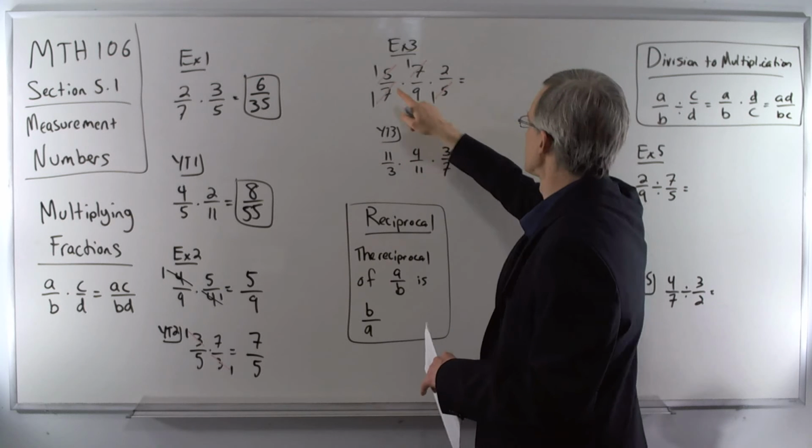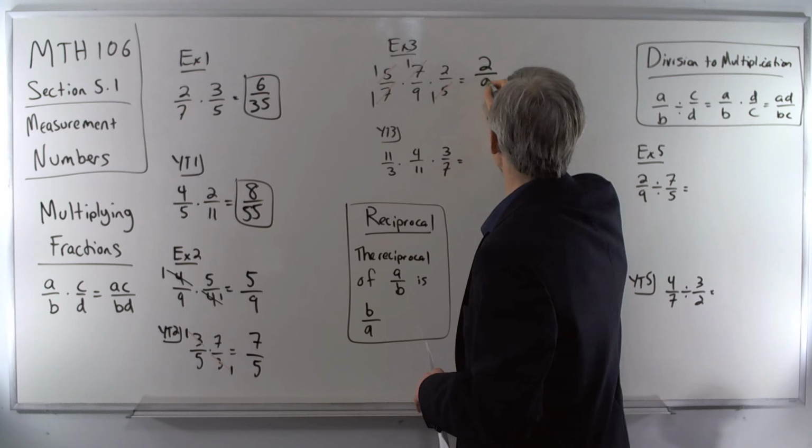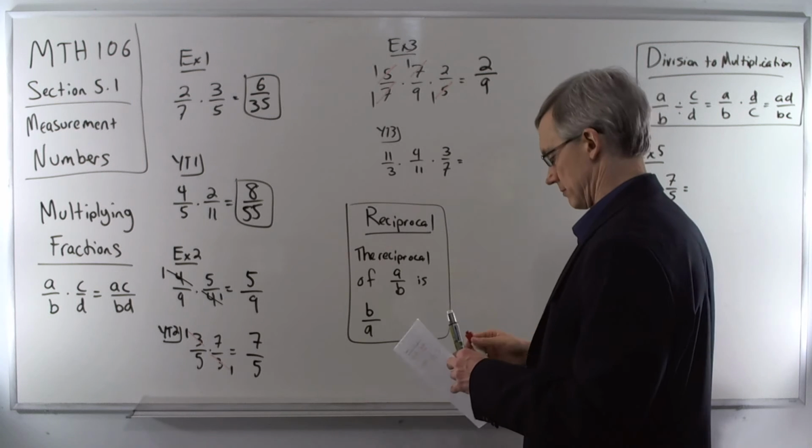And now all we have left to do is multiply straight across. 1 times 1 times 2 gives us 2. 1 times 9 times 1 gives us 9. 2 9s. Your turn, number 3.